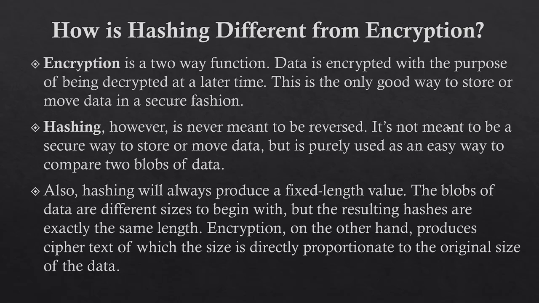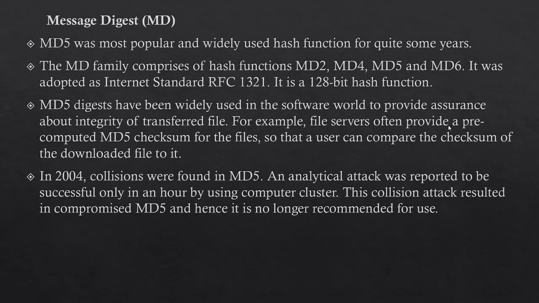It is not meant to be a secure way to store or move data, but is purely used as an easy way to compare two blobs of data. Also, hashing will always produce a fixed length value. The blobs of data are different sizes to begin with, but the resulting hashes are exactly the same length. Encryption, on the other hand, produces ciphertext of which the size is directly proportionate to the original size of the data.